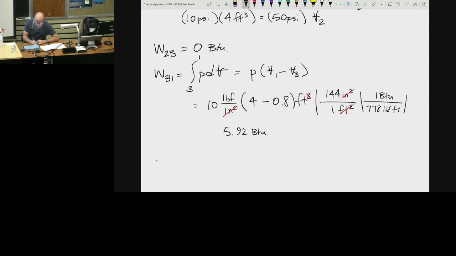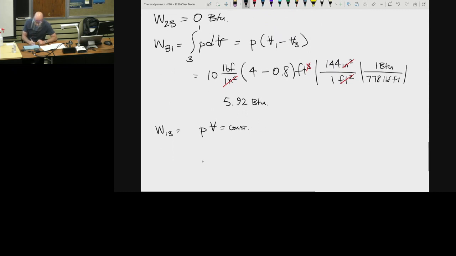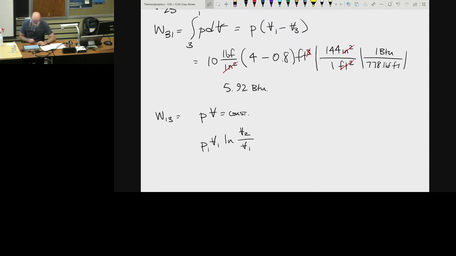Let's now do the missing one, work 1 to 3. It was PV equal to constant, so I know right there this is a polytropic process with n equal to 1. So I can choose P1 V1 natural log of V2 over V1 to solve it, or I could do P2 V2 natural log of V2 over V1. It doesn't really matter which one I use. Work 1 to 2, thank you. It's 1 to 2.